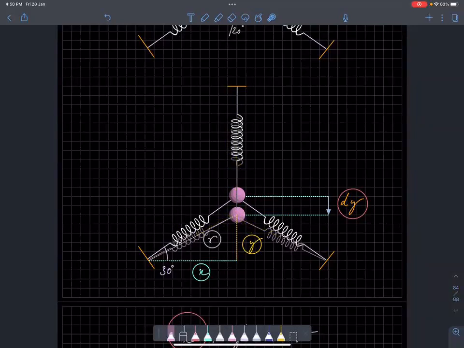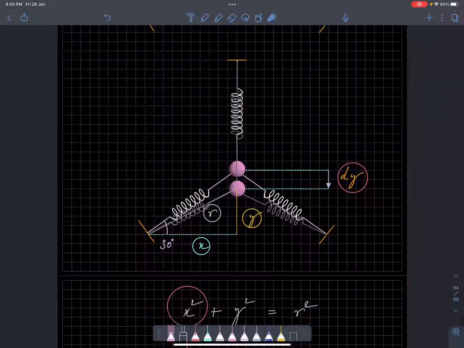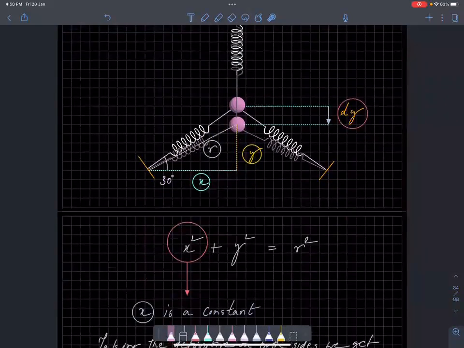Now, because this is a complicated problem, I'll take a right angle triangle here. So this side is x, this side is y and this side is r. And assume that these two lines are almost the same because dy is small. Now, I'll write the equation, Pythagoras theorem: x square plus y square is equal to r square. Understand it?